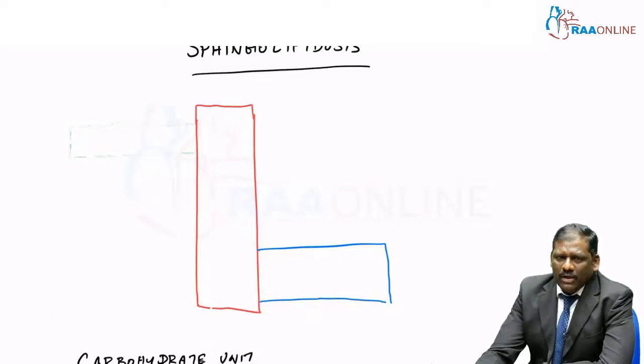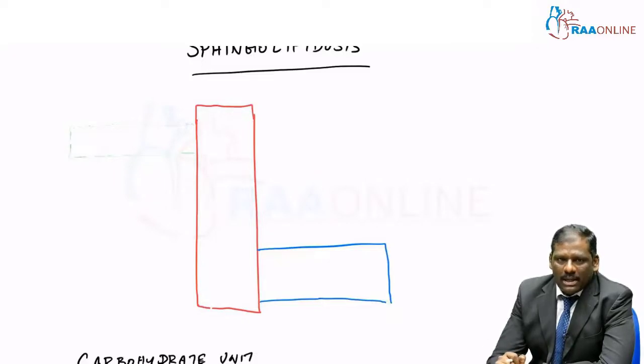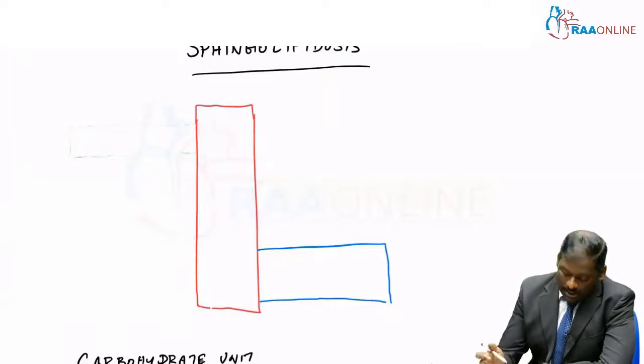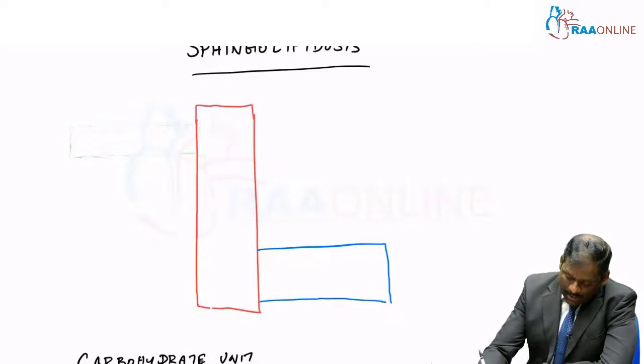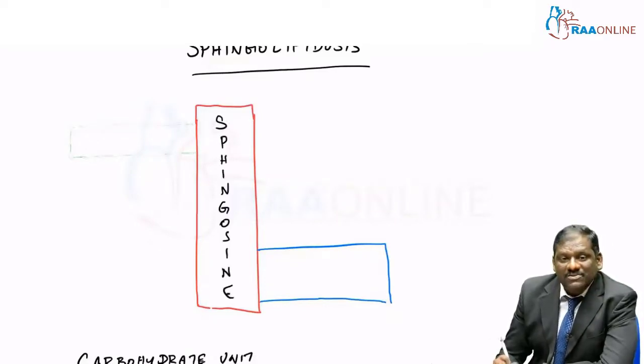Before going to the proper topic of sphingolipidosis, let me try to explain what exactly is a sphingolipid and what is a glycolipid. Sphingolipids are the ones which have sphingosine as their backbone alcohol. So this backbone alcohol will be sphingosine.